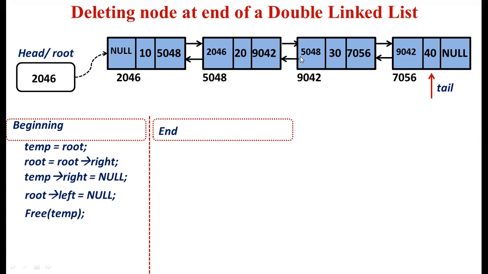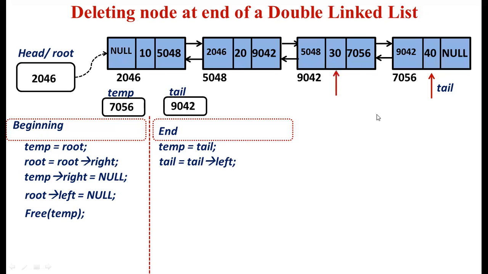So to do that, I am taking a temporary variable and I am assigning the tail value to temp. So now my temp will be pointing to 7056 because temp is equal to tail. So tail value is 7056. That value will be assigned to temp. Now what I am doing? I am shifting the tail value to this location. What is that? Tail is equal to tail to left. So this address is 9042. 9042 address is tail to left. So tail is equal to tail to left. So now my tail will be 9042. So tail will be shifting to this location.